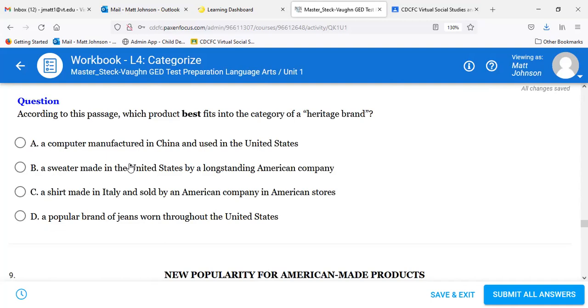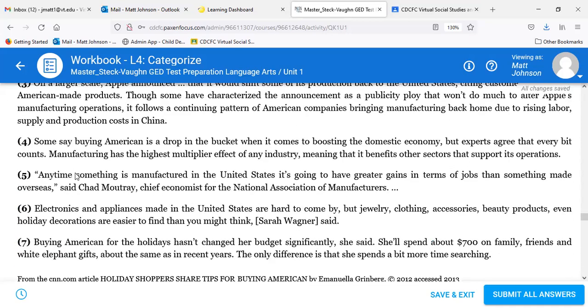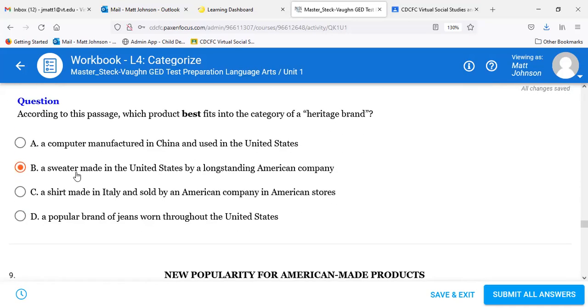Yeah. So again, thinking about the title and the content of that passage, you could start really looking at B quickly, right? As you're reading through them, this makes sense. A heritage brand sounds like something that's a long held American company, makes its products here. Heritage has that ring to it. So you can circle that. And as you go back and eliminate the other ones, you realize that it's going to be B.